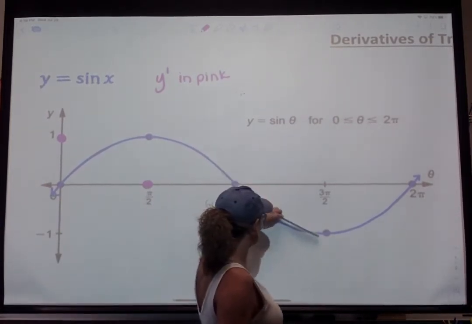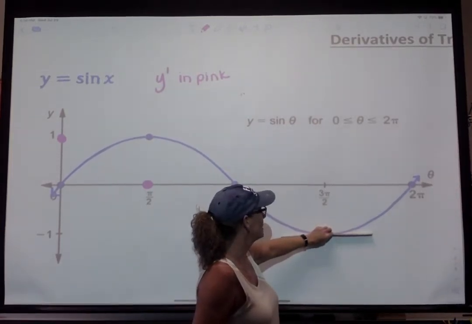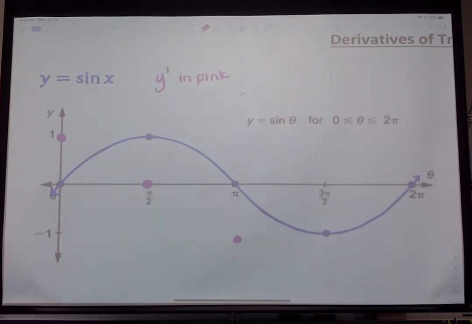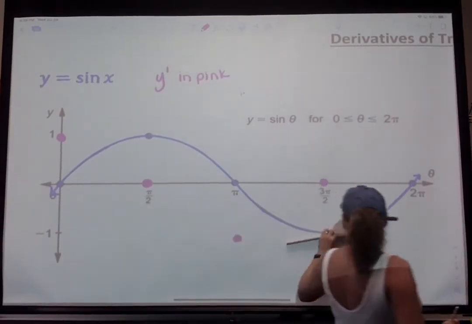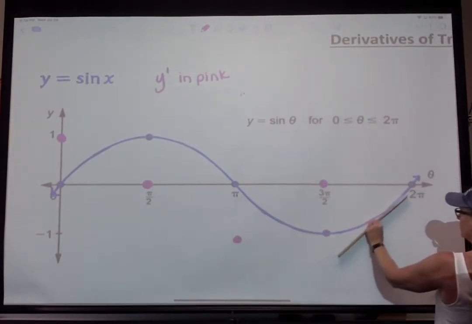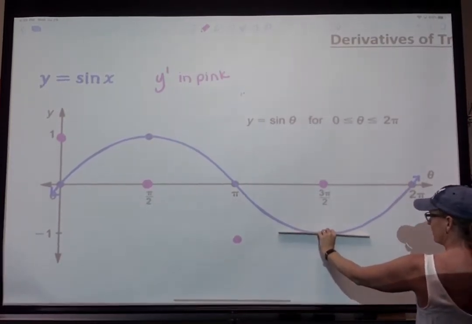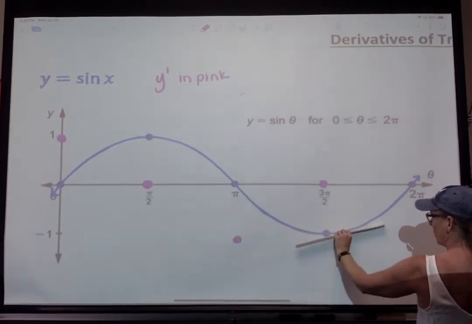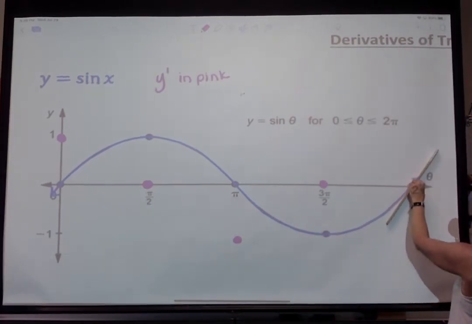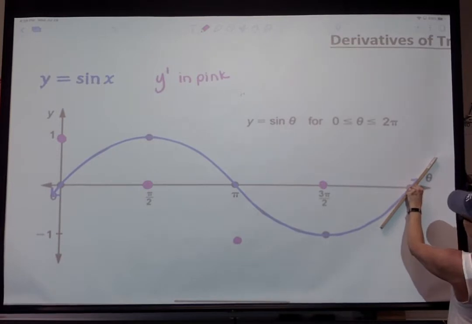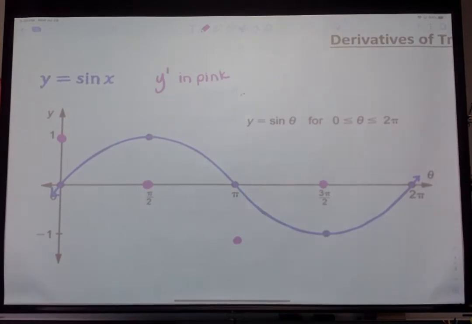Still negative, not as steep, still negative. Now my slope at 3 pi over 2 is 0. So I'm going to graph my slope in pink as 0. Toothpick, here I go. Positive slope. Positive, positive, steeper, steeper, steeper, until I get to here. And right here, it looks like my function has a slope of 1. So I'm going to graph my slope as a y value in pink.